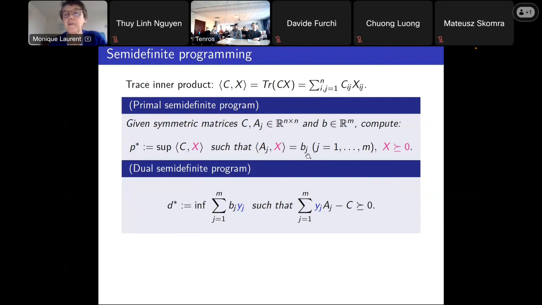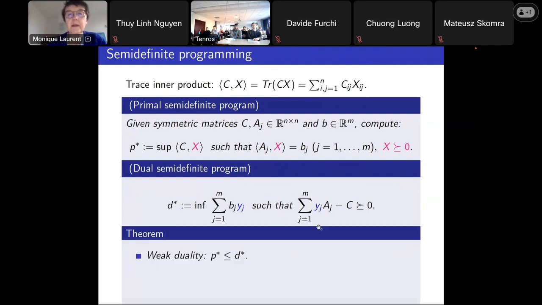So we have affine equations, m of them. We have a dual variable yj for each equation, and the dual will ask to minimize the sum of bj yj, and the constraints will be that the sum of yj Aj minus C, so we take the linear combination of the matrix constraints Aj and minus the objective matrix C, is positive semi-definite. So this is mimicking in a sense how the linear programming dual is constructed.